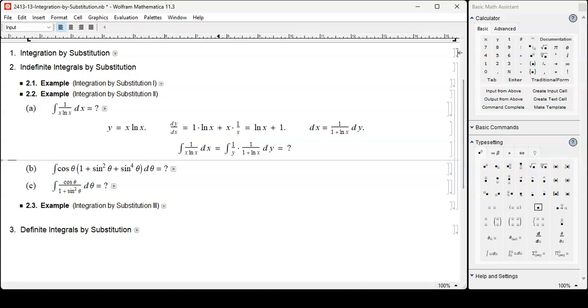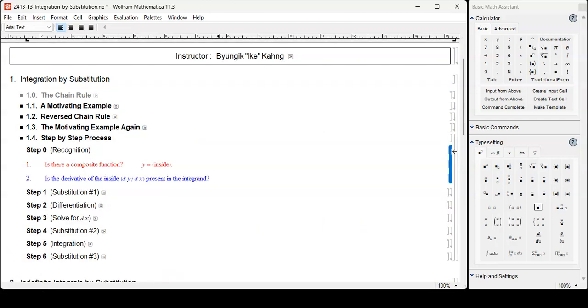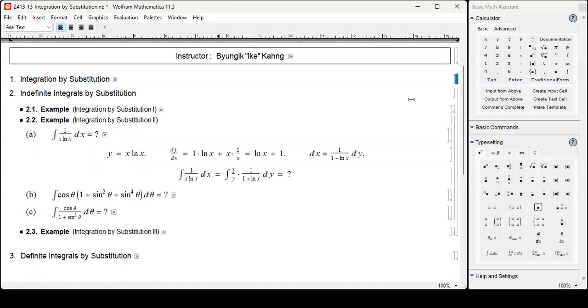Well, let's go back to the step-by-step process here. Step 0 is the recognition. It's a composite function, and y is the inside. That's what we used to do. But there is a second criterion: the derivative of the candidate must be present in the integral. We didn't have to consider this carefully in the elementary problems. This time we do. The derivative of this is 1 plus log of x, or log of x plus 1, but that's not present here. So something is not right.